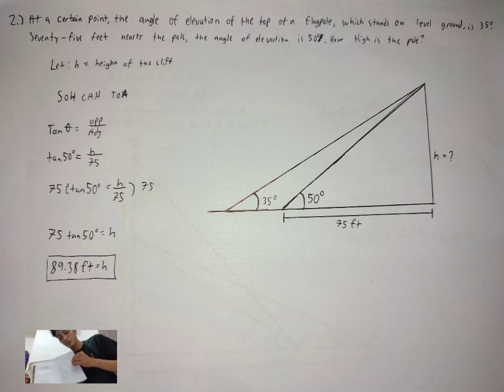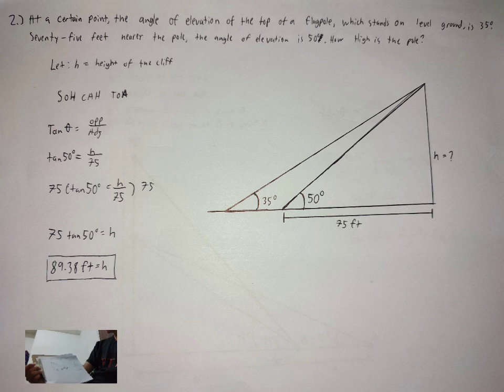So let's move to trigonometry, question number 2. At a certain point, the angle of elevation of the top of a flagpole which stands on level ground is 35 degrees. 75 feet higher than the pole, the angle of elevation is 50 degrees. At 50 degrees, how high is the pole?